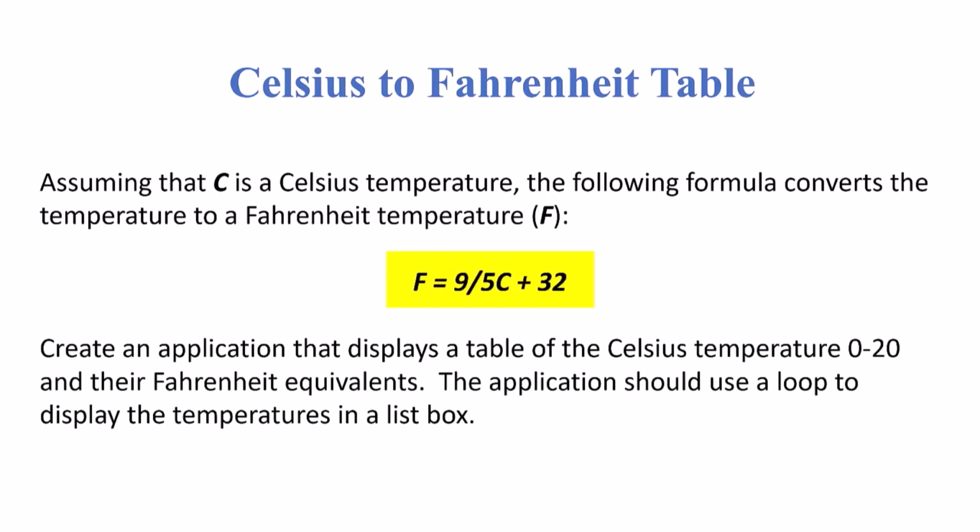So we're going to create an application that displays the table of the Celsius temperature from 0 to 20 degrees Celsius and their Fahrenheit equivalents. They'll be side by side. The application will use a loop and display the temperatures in a list box. So we're going to use list boxes here. We're going to use loops here to make this thing work. But let's understand the problem first. That's what we want to do most.